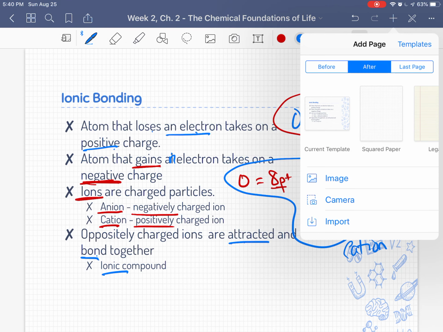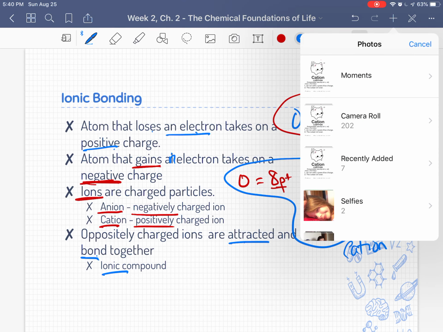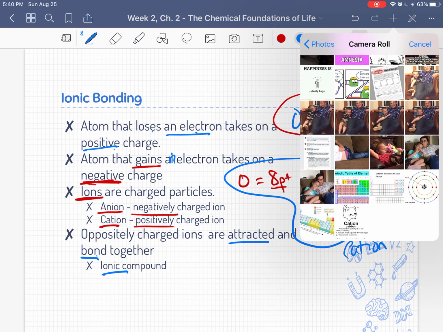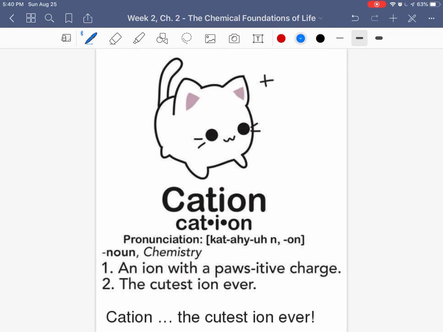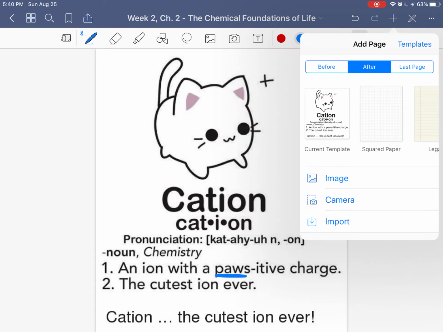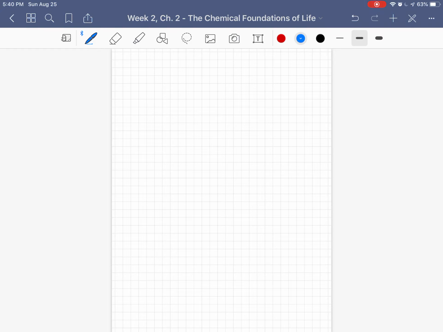Now, how do we remember anion and cation? You may have noticed as I was pulling up my periodic tables and diagrams, this little cartoon right here. I showed this in my class and my kids love it. Cations are positively charged. Another way that I remember it, and I am a firm believer in whatever way you can get it to stick in your head, by golly, do it.